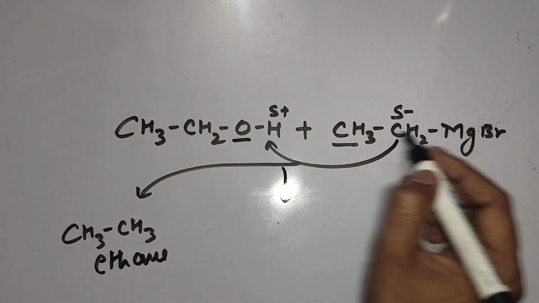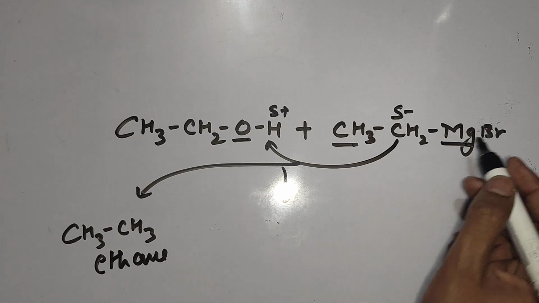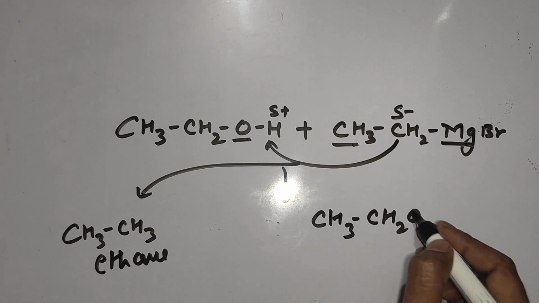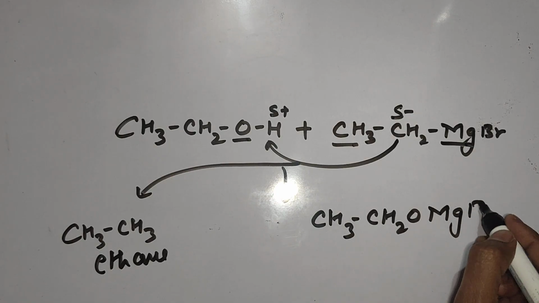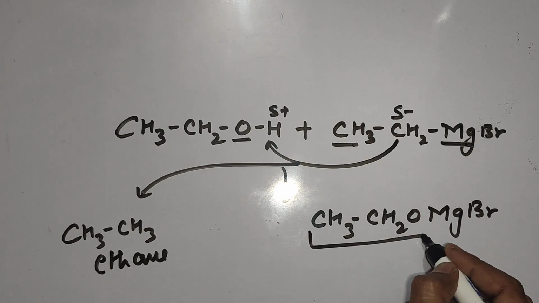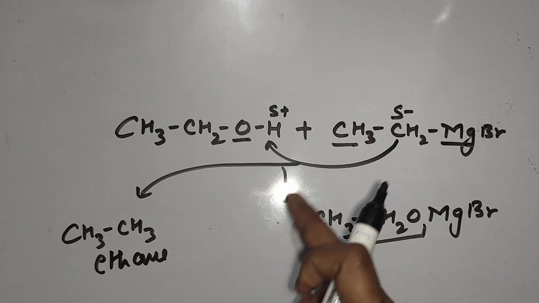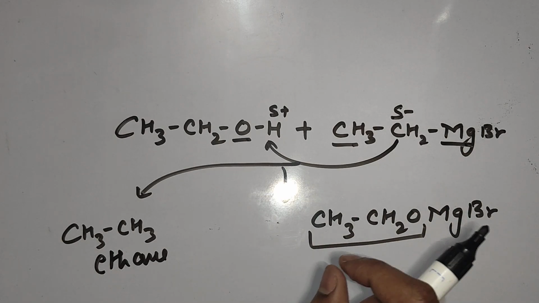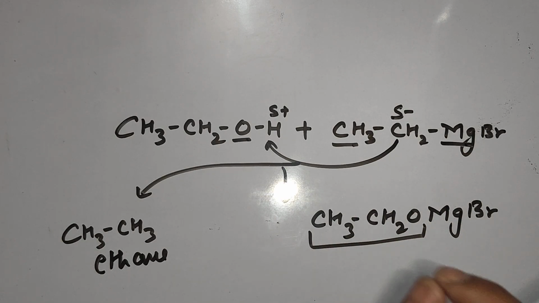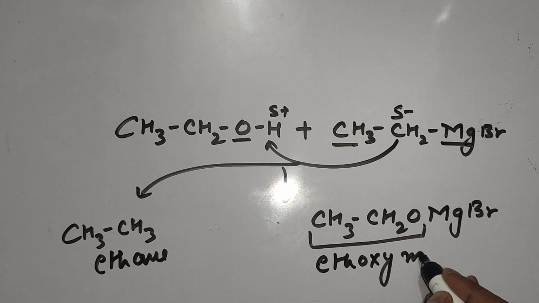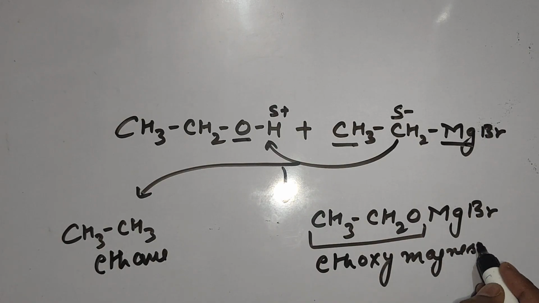Side product, this oxygen will be combined with magnesium. Now this part will be known as ethoxy. The general name is alkoxy, but what alkyl group are we using? A particular alkyl group is there, that is ethyl. So we'll call it ethoxy magnesium bromide.